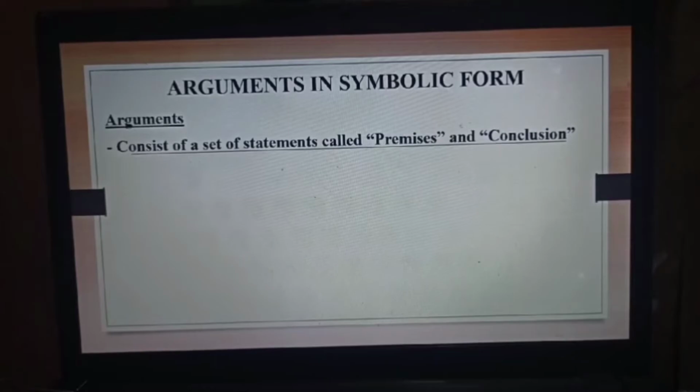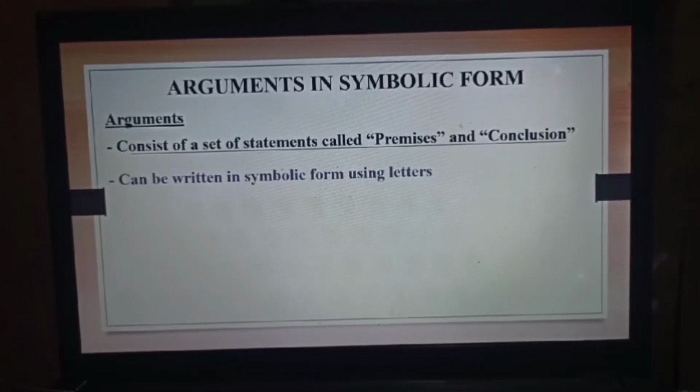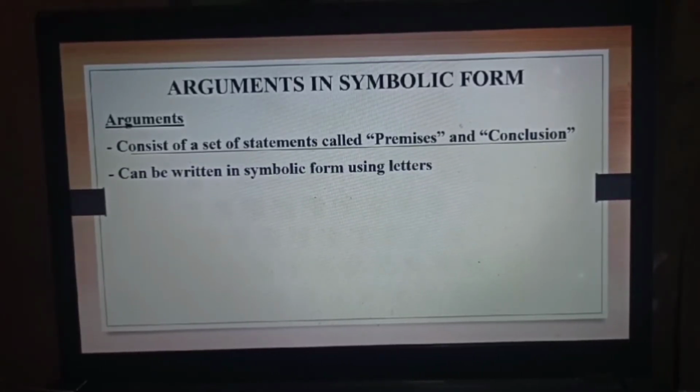Doon sa number 1, yun ang i-take note. And number 2, can be written in symbolic form using letters. So, this is our topic for today, yung ita-translate yung isang argument statement to a symbolic form.